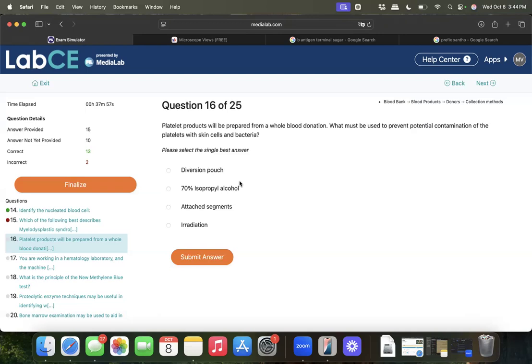So I'm thinking skin cells and bacteria, you would think that you'd be using isopropyl alcohol to clean before you puncture someone's skin, right? Attached segments. What two can we immediately eliminate? A and C for sure. Segments and diversion pouch, no. I'm sure A is correct. Yeah, diversion pouch. Is that true? Do we think A?